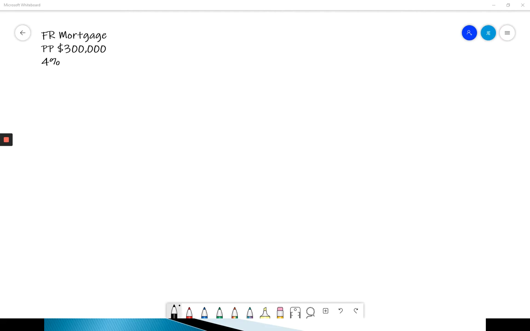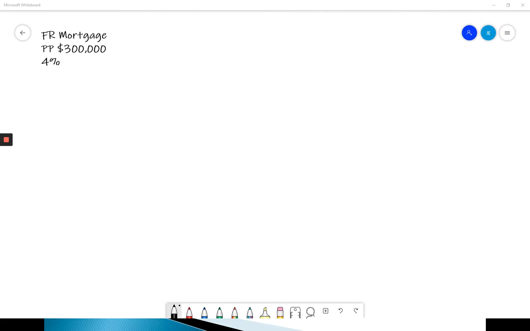So step one is to convert the rate. And then step two is to do the actual payment. Once you've converted the rate, it's a standard time value problem. But first thing we need to do is convert the rate.